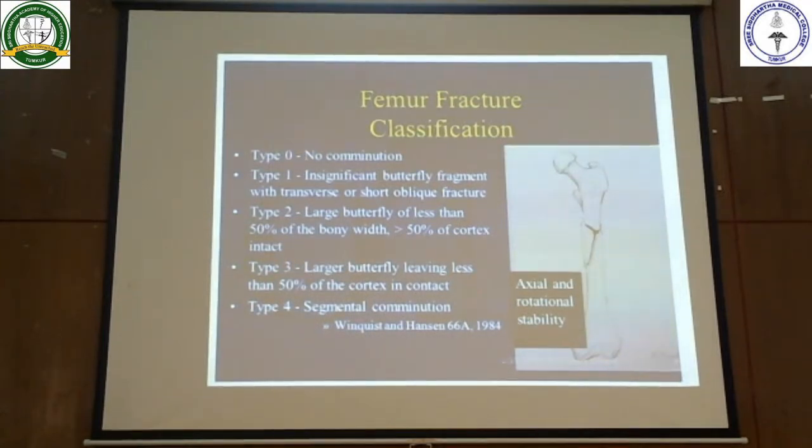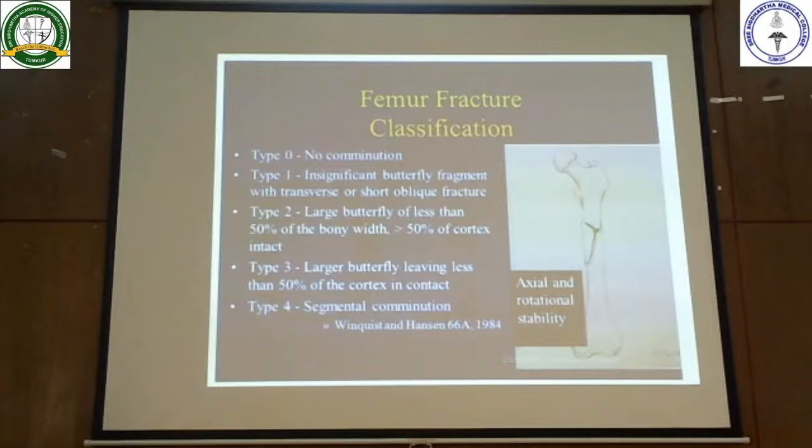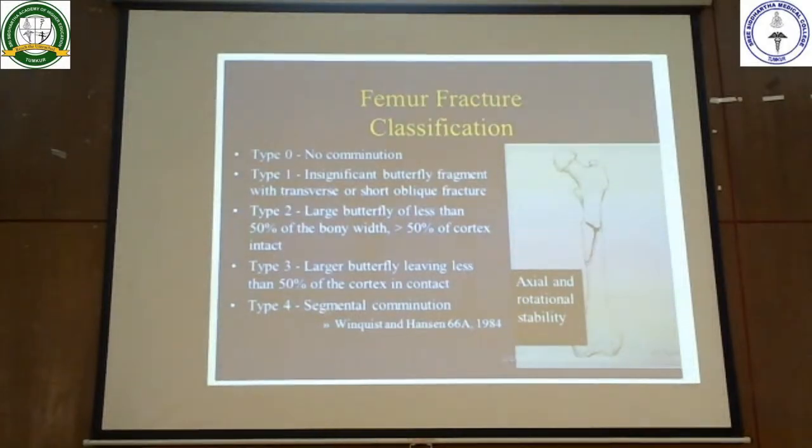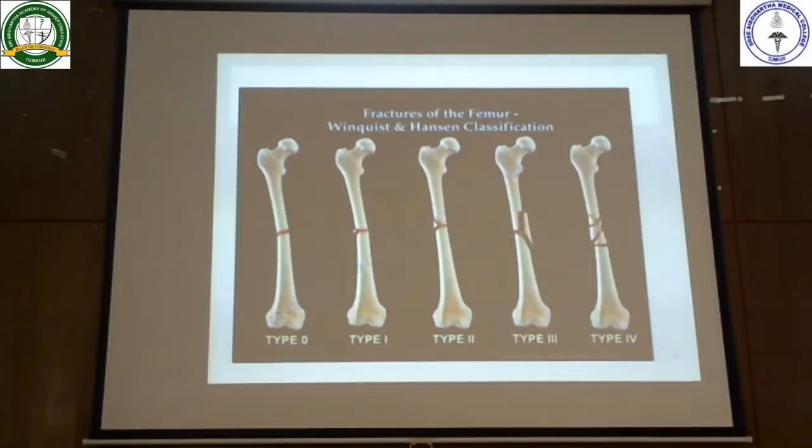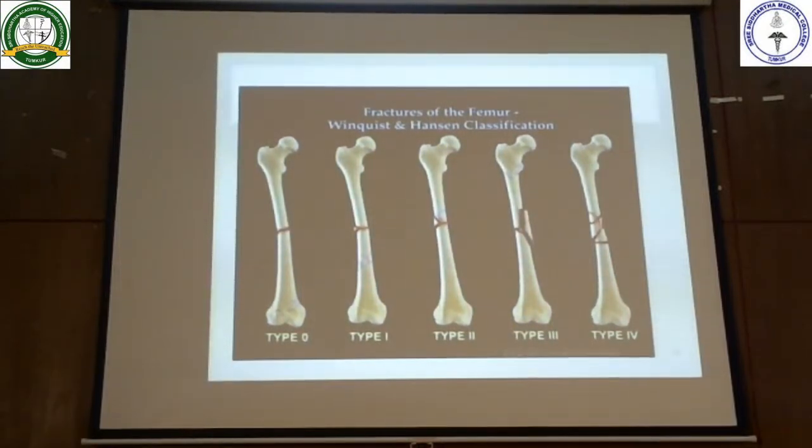So anyway, just remember this classification. That is from type 0 to type 4. That is known as the Winquist and Hansen classification. So based on the butterfly fragment and its position and attachment and all those things. So I hope that's kind of clear.